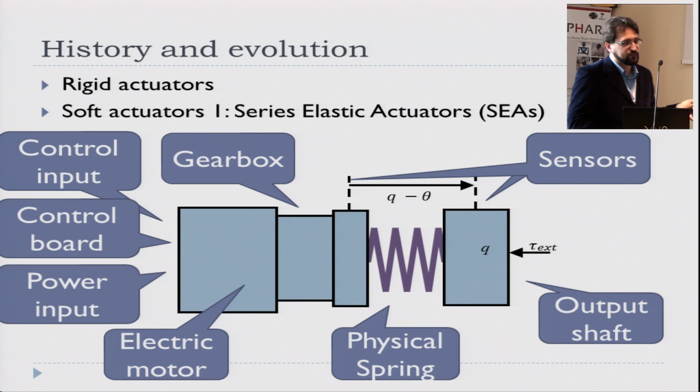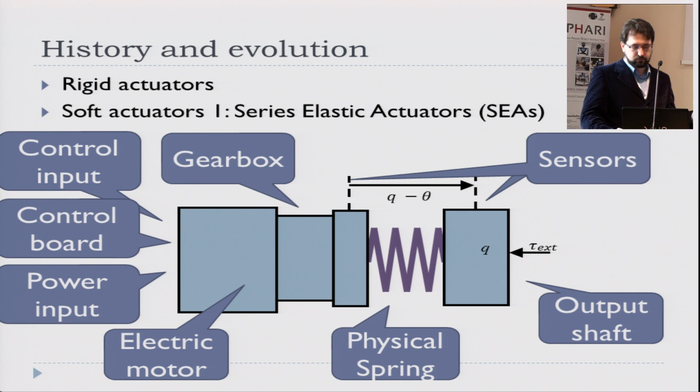What is the first kind of soft actuator that existed? The first kind of soft actuators is series elastic actuators. In a series elastic actuator, you have a standard servo motor, which is connected through a spring to the real output shaft. And then you have another sensor here on the output shaft, so that you can measure the position both here and here, and through the deflection, you can reconstruct the torque.